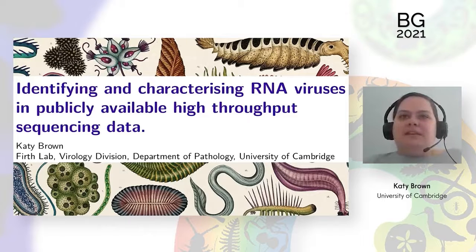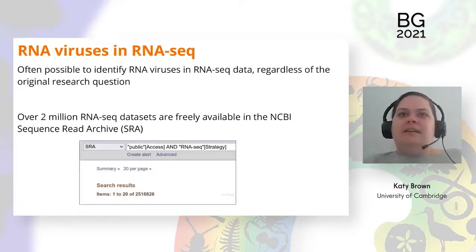And I'm just going to talk a bit about my project on identifying and characterizing RNA viruses in publicly available high throughput sequencing data. So my project's based on the premise that it's often possible to identify material derived from RNA viruses in publicly available RNA-seq data. And we found in our lab, and other groups have also shown, that this is the case regardless of the original research question that the data was generated to answer. So even with RNA-seq data sets that were generated for questions which are nothing to do with virology, it's often possible to identify material and find out things about the RNA viruses in that species just by screening the RNA-seq data that's been generated for RNA viral reads.